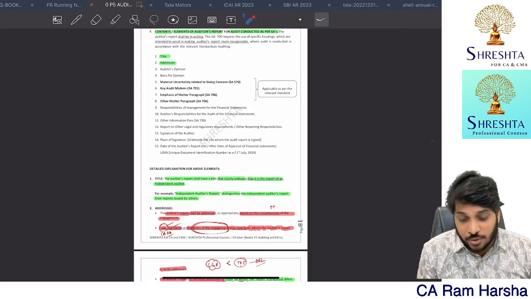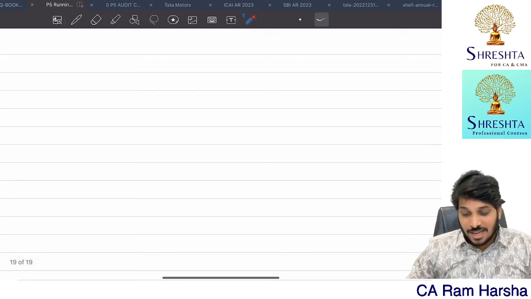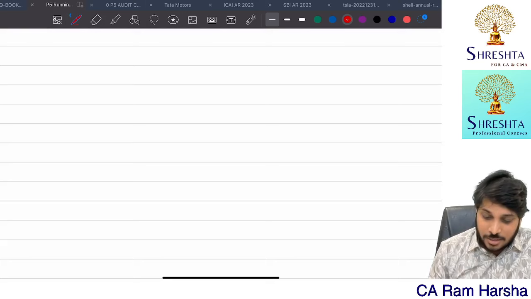Are you getting it? So let's discuss auditor's opinion. Now tell me, what is an auditor's opinion? Now here, let me introduce some examples. Auditor's opinion.